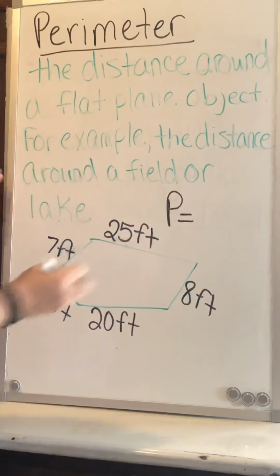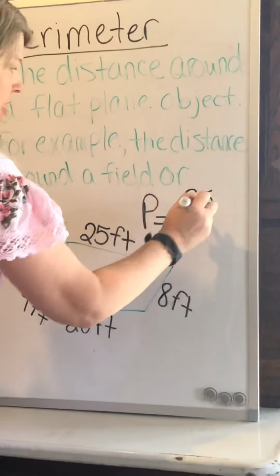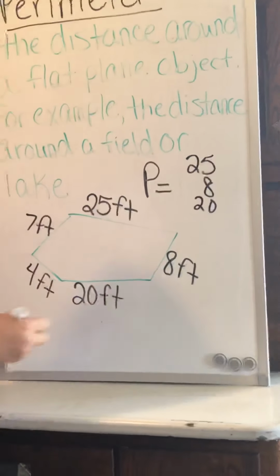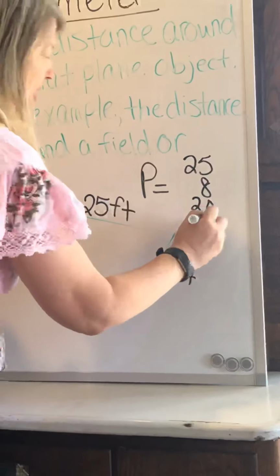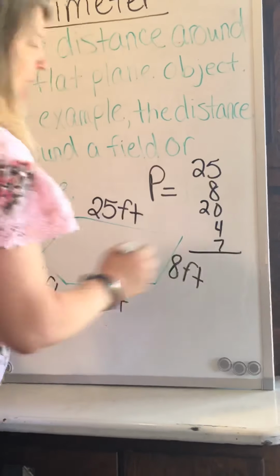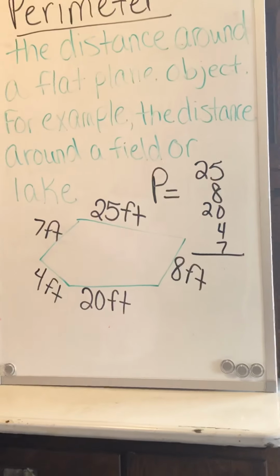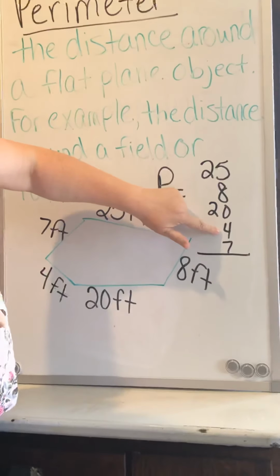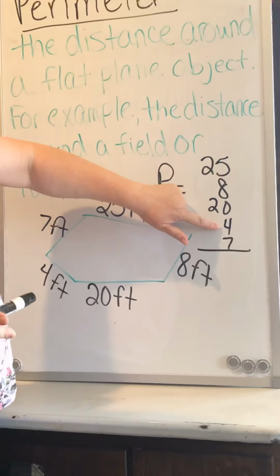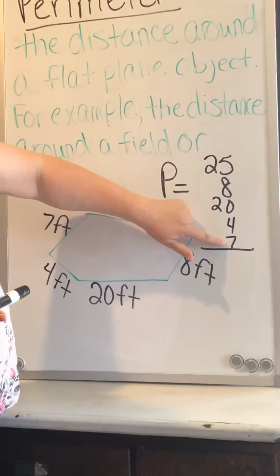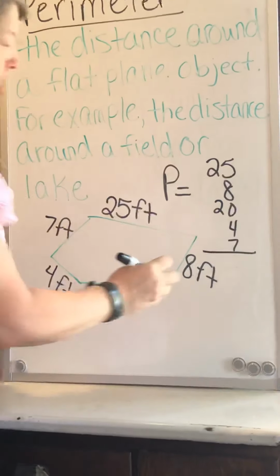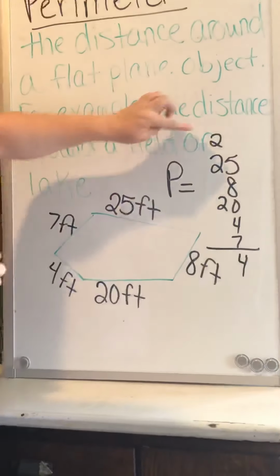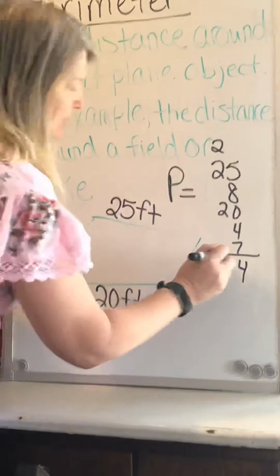So I'm going to start by taking 25, add 8, add 20, add 4 and 7. Add all of that up. So we've got 5 and 8 makes 13. 13 plus 4 is 17. 17 plus 7 is 24. So I'm going to put my 4 here and carry my 2. 2 plus 2 plus 2 is 6.